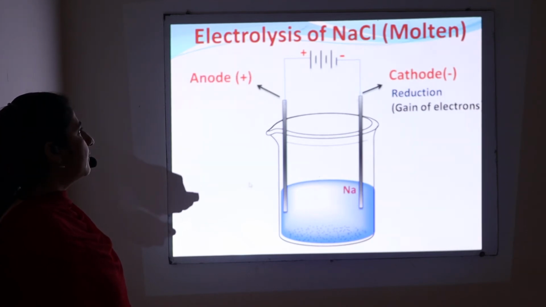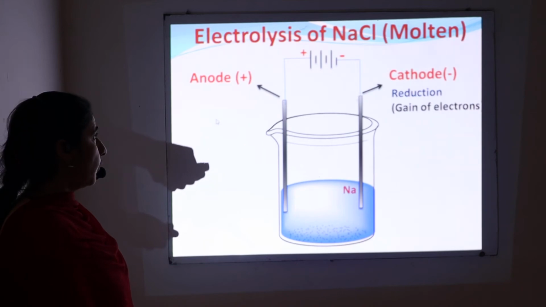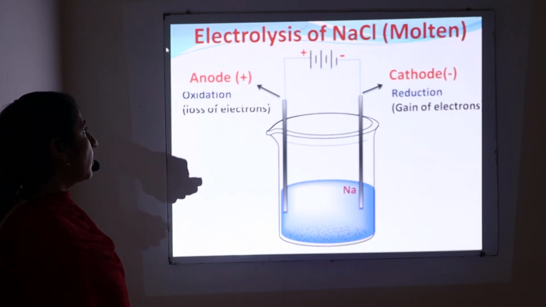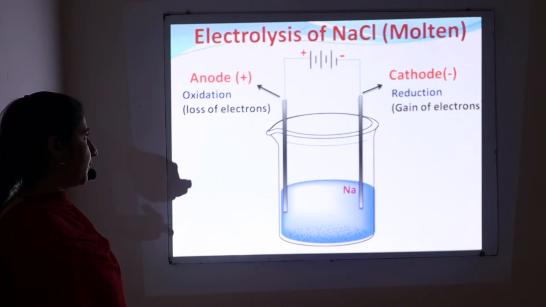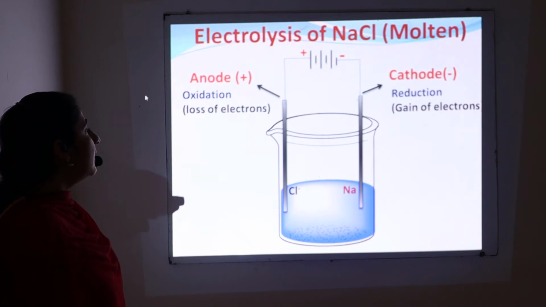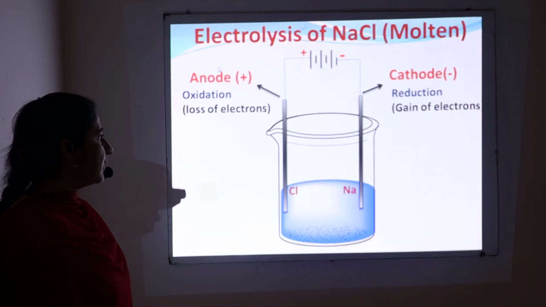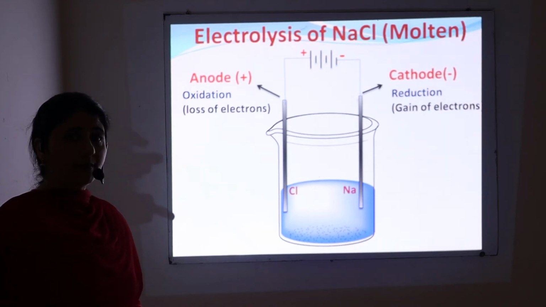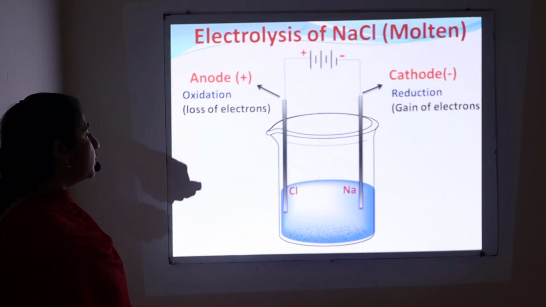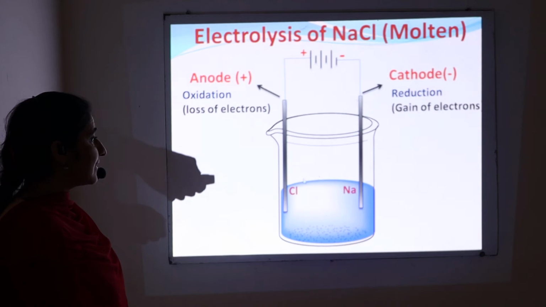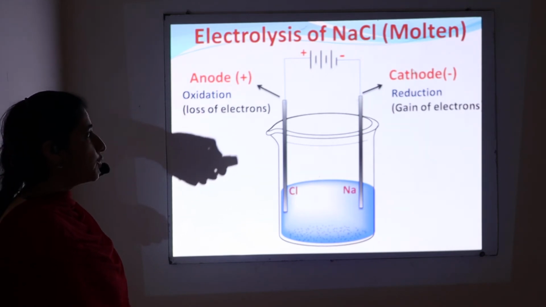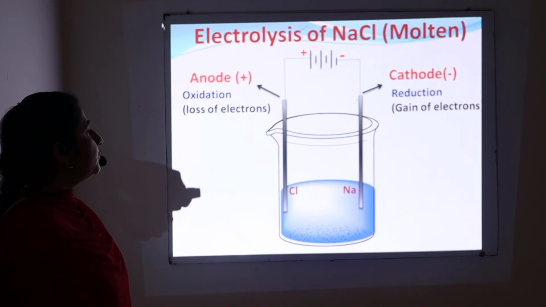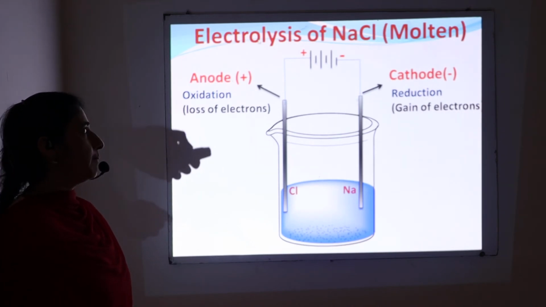On the other hand, we have the second electrode, that is the anode. As we know, at the anode oxidation takes place, meaning loss of electrons. So at the anode we have negative chloride ions. They lose electrons to form chlorine atoms, and chlorine atoms, as we know, are unstable, so they combine to form a chlorine molecule. That is why at the anode chlorine gas is produced, whereas at the cathode sodium metal is produced during the electrolysis of molten sodium chloride.